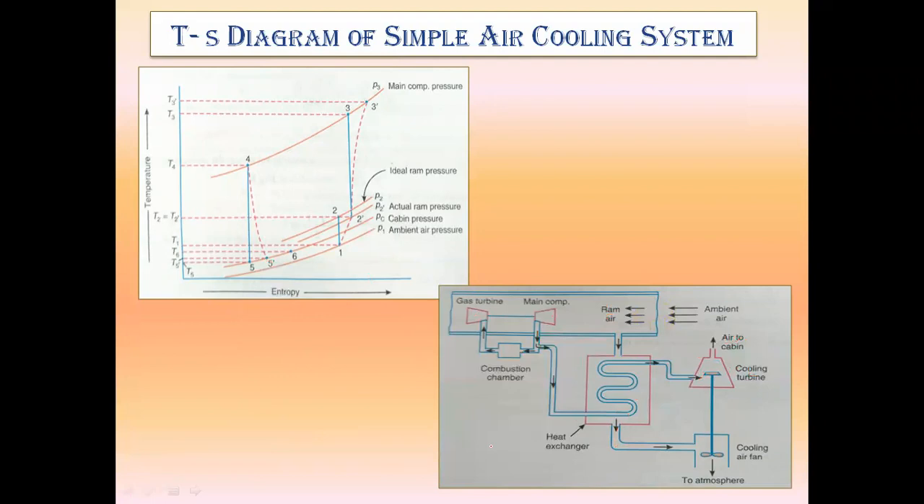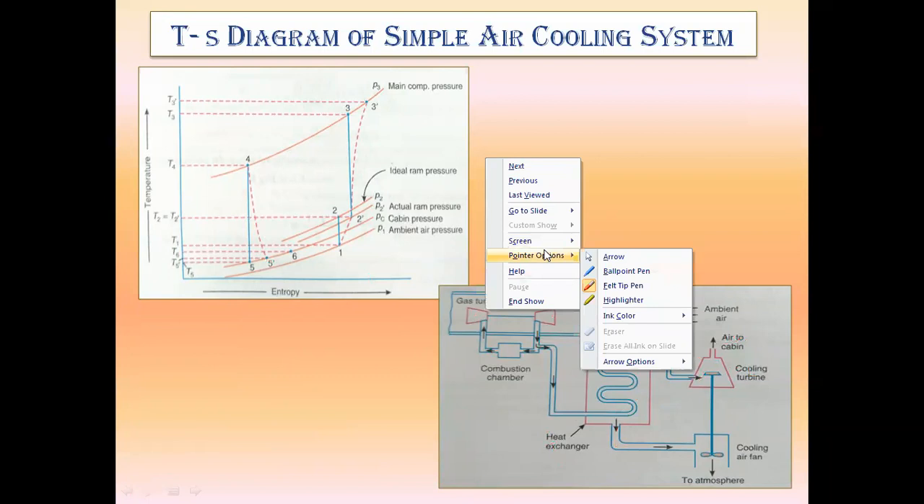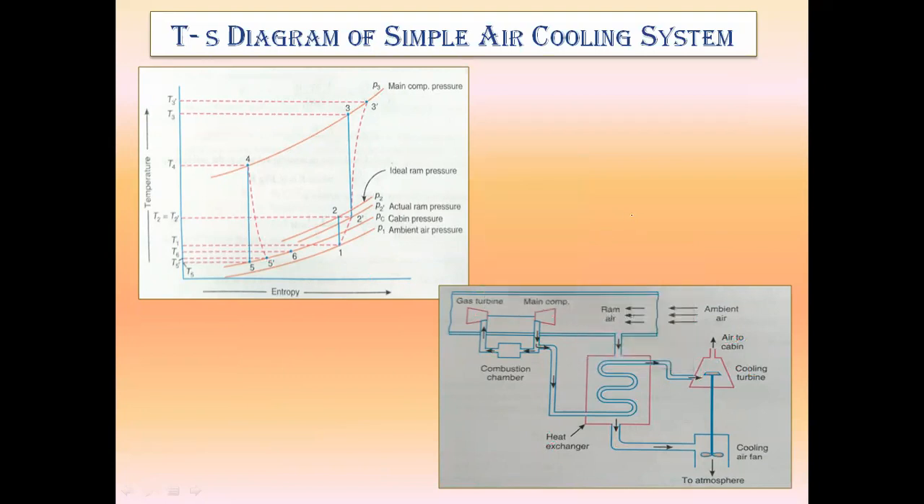Are you getting? So this is the first system called a simple air cooling system, and this system will be mainly used for aeroplanes which have low speed. So the application of the simple air cooling system is for low speed flights or aeroplanes having low speed.